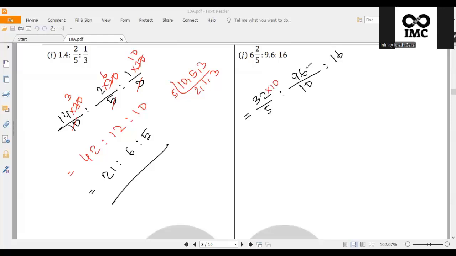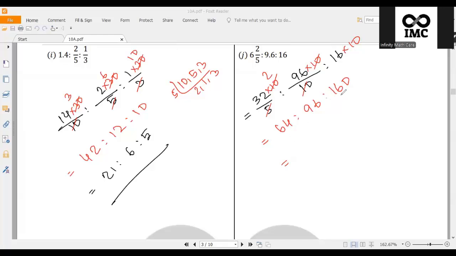Because LCM of 5 and 10 will be 10. Okay. So 10 by 5 is 2, so 32 2s are 64. 10 by 10 is 1, so 96 is to 160.